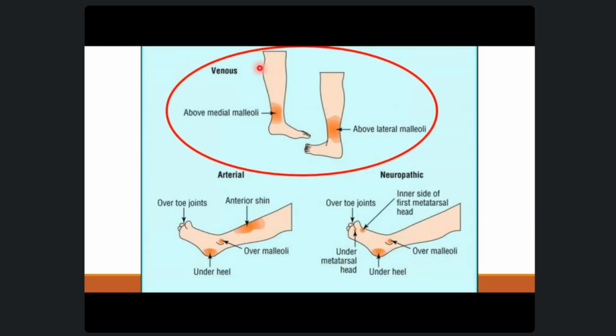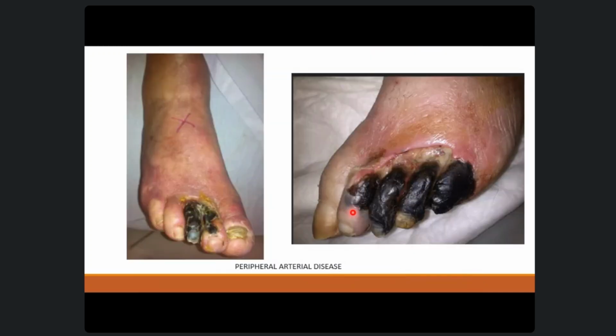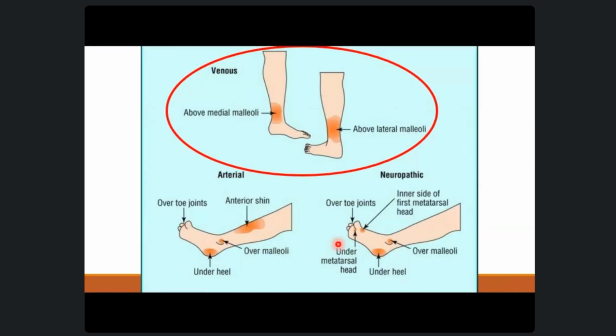So here's another picture. Pag venous, usually located above the medial malleolus or the lateral malleolus. Pag arterial, 'di ba, sheen? Loss of hairs, anterior shin, over the points of trauma, as mentioned earlier, pag arterial. Kaya common ito sa heel or even sa toes. 'Di ba napansin niyo din sample kanina sa toes? Baka natamaan ito, may history of trauma while walking, and eventually hindi na naalagaan. So venous as on the leg part, ito sa feet part siya.